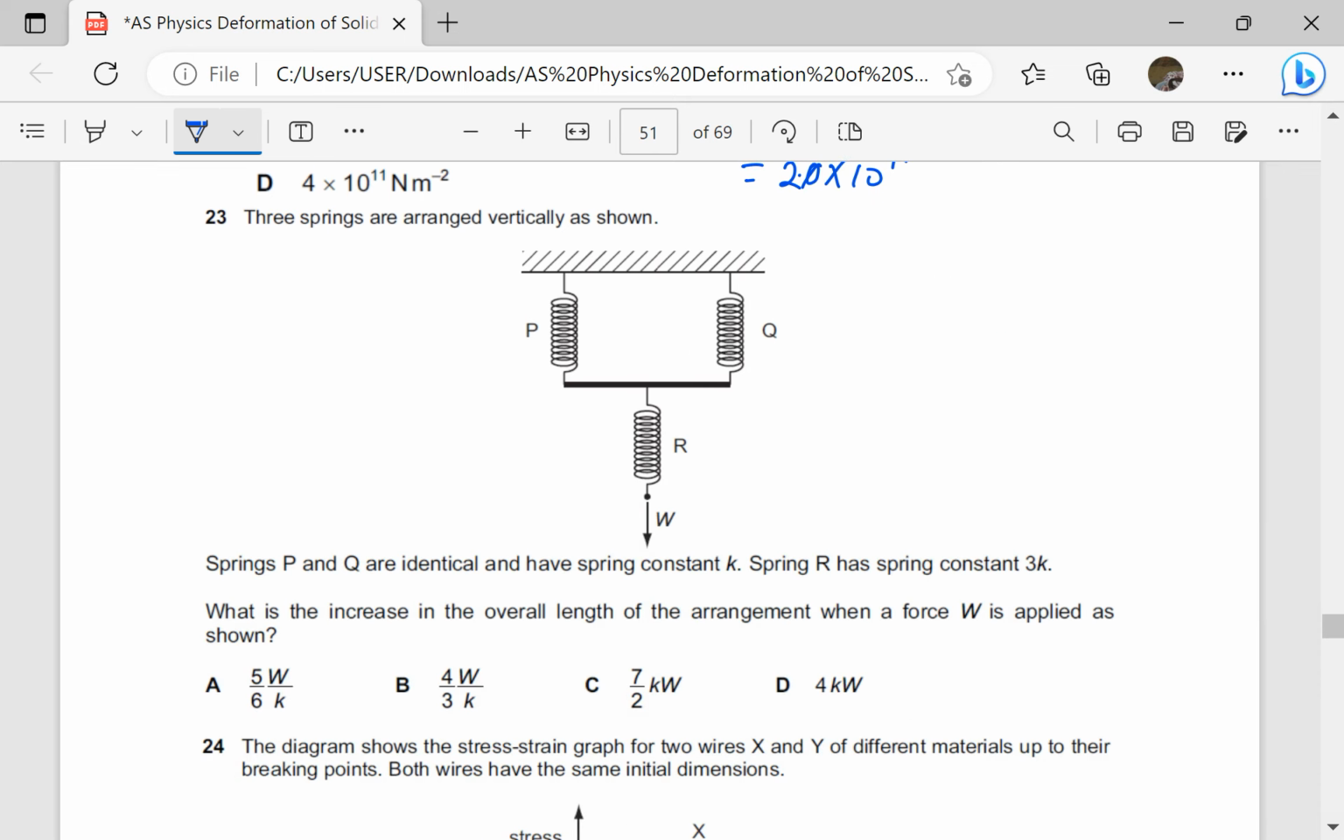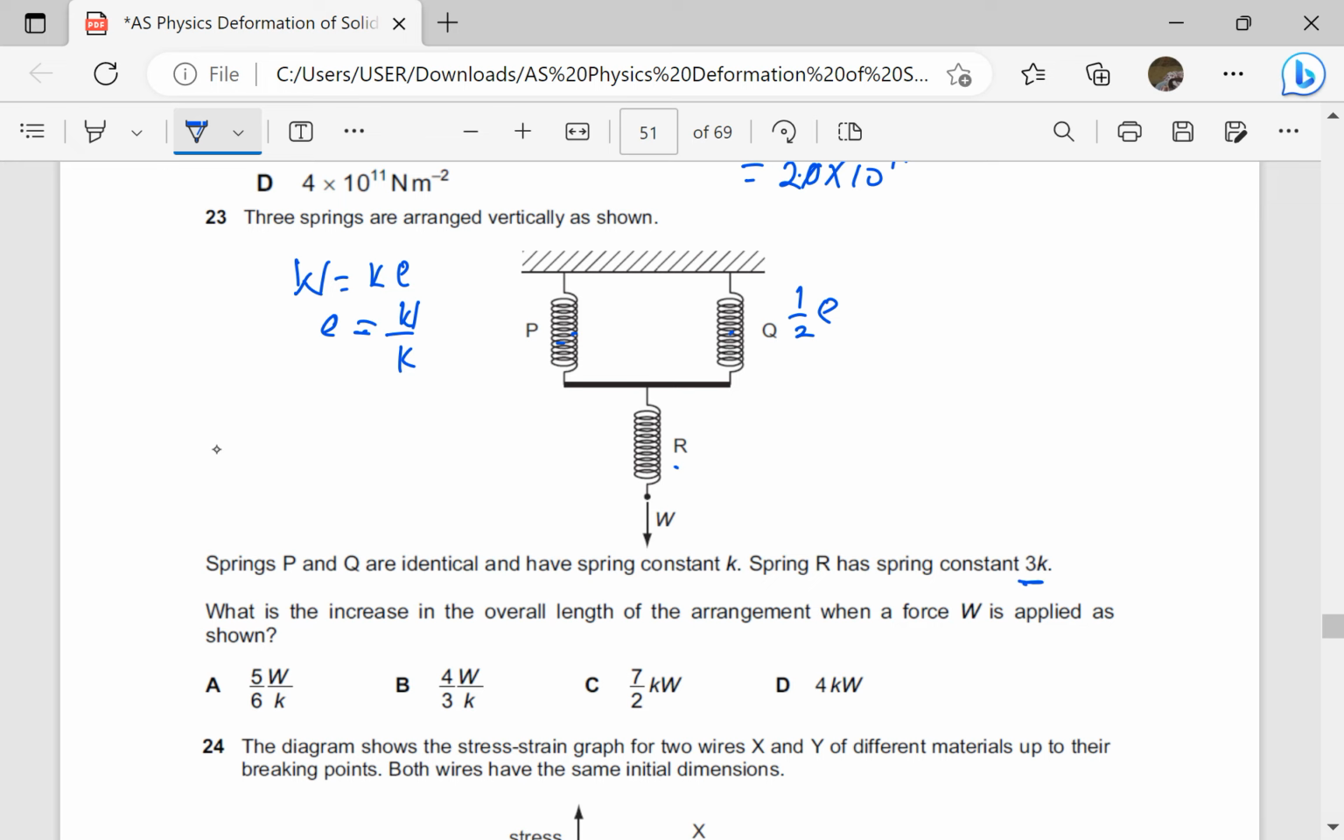3 springs are arranged vertically as shown. Springs P and Q are identical and have spring constant K. So if these ones have spring constant each K, remember one spring there is going to give us K times E, that is the load. If load W was put on one spring, that means one spring has extension, which is the load over constant K for one spring. Now these ones are identical, their total extension here is a half E.